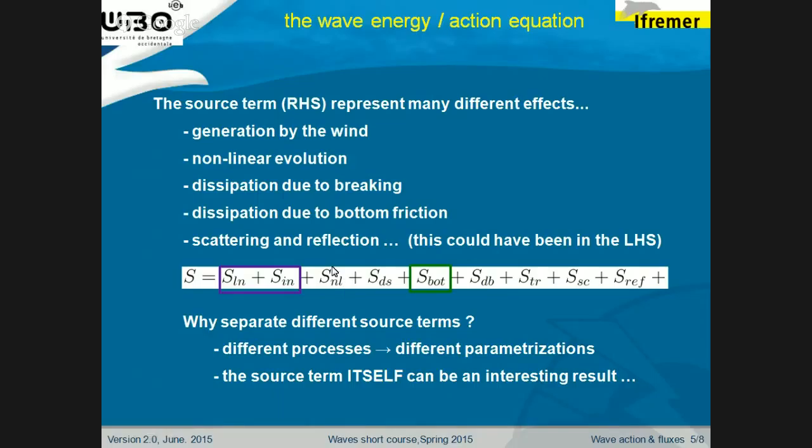But the source term in practice is very ugly and very long to compute because it's an integration over 3 dimensions for each grid node. And that's too expensive in general, except for research. So for practical applications, we have a parameterization of that, which is called the DIA, the discrete interaction approximation, for the nonlinear evolution. Then we have some dissipation due to wave breaking.